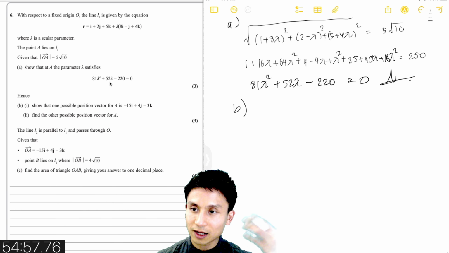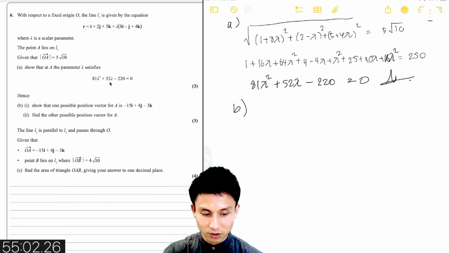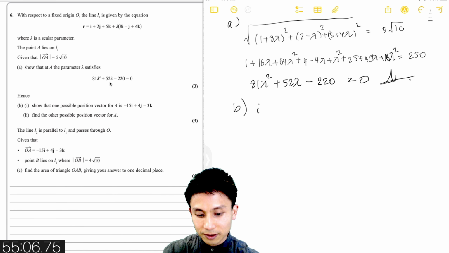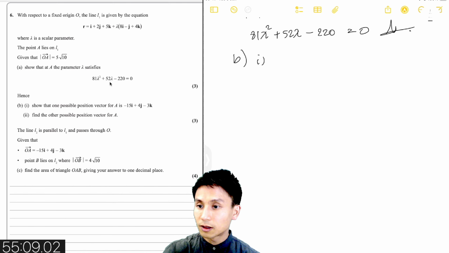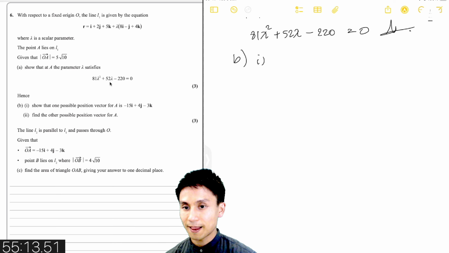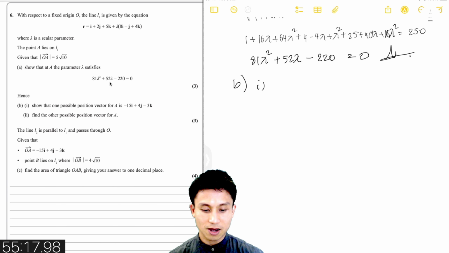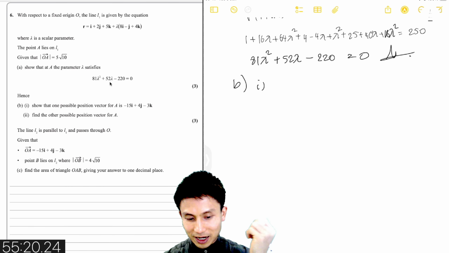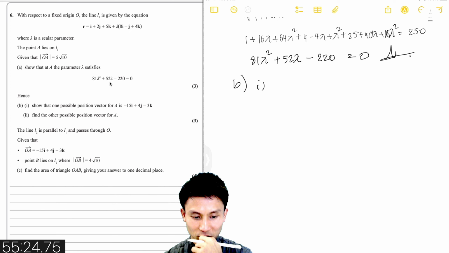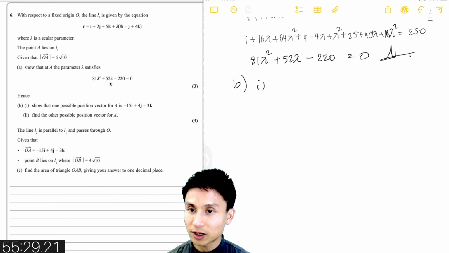Question 5, I'll just take a screenshot from what I wrote earlier from the recording. So I hope you guys don't mind. Okay. Part b, i. Show that one possible position vector for A is that. Right, so basically we're going to solve the quadratic. Because my calculator can't solve quadratics directly, I'm just going to have to make do with what I know here. We show that one of them.